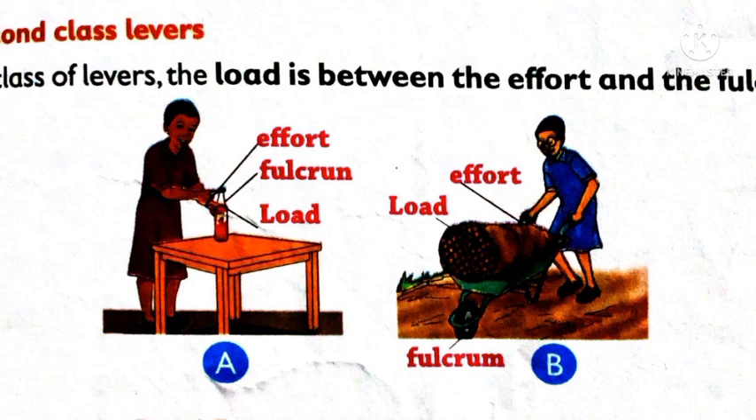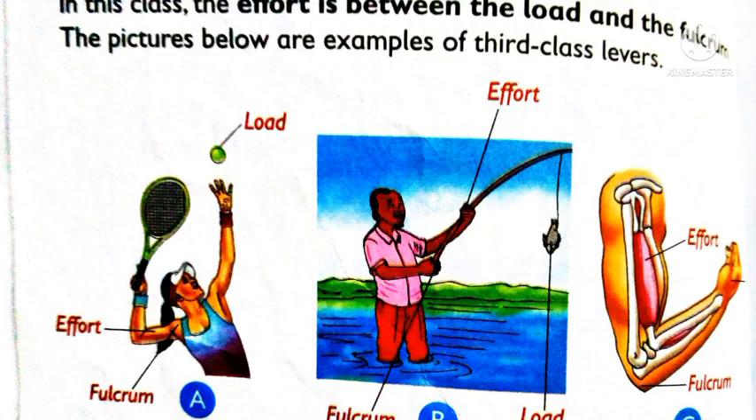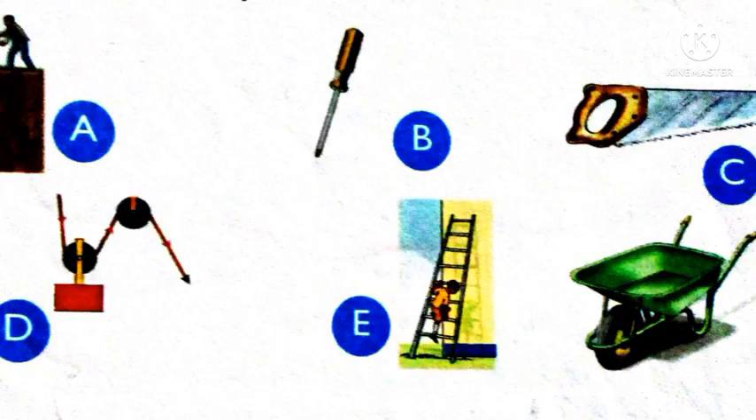The question is this: how would you know whether a given machine is A, first class lever, B, second class lever, or C, third class lever?